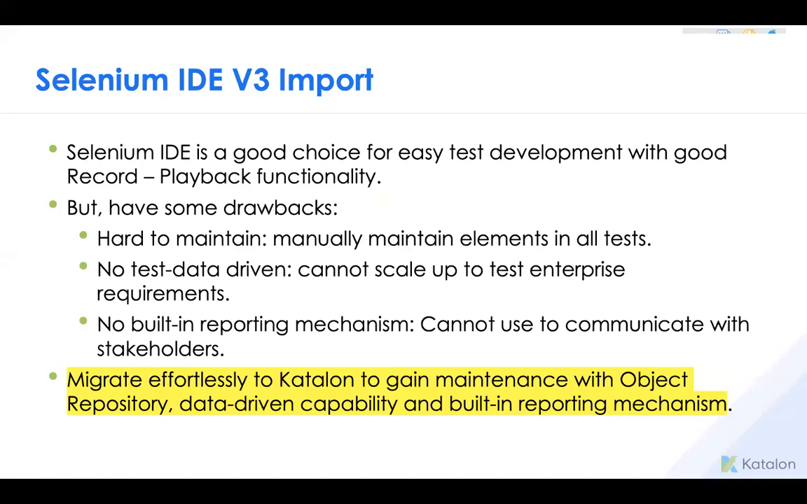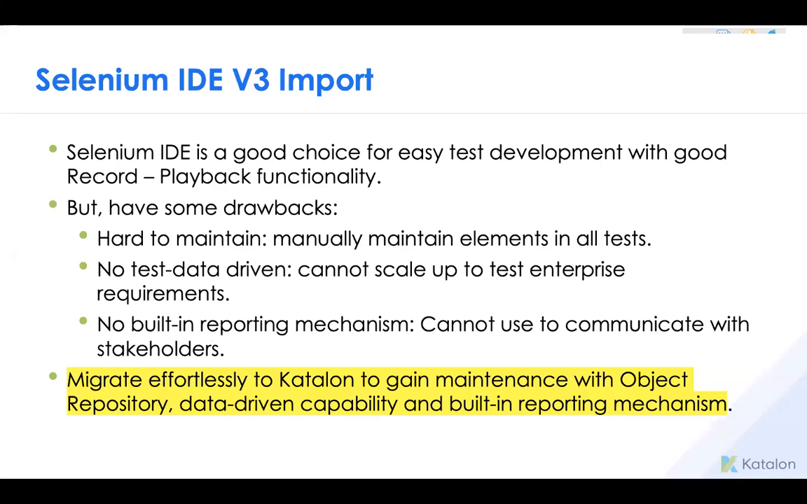And the second drawback is that there is no data-driven testing. So you cannot scale to test enterprise requirements, which require the application to be tested against all kinds of inputs. And the third downfall is that there is no reporting mechanism. Reporting is a very important function of testing departments in order to communicate with stakeholders. Otherwise, you're not going to be able to justify the cost of automation and all that.